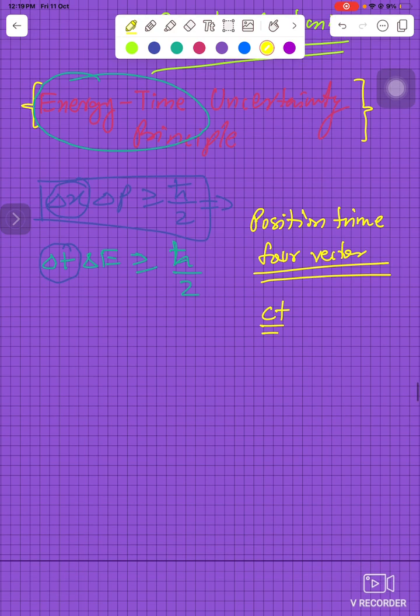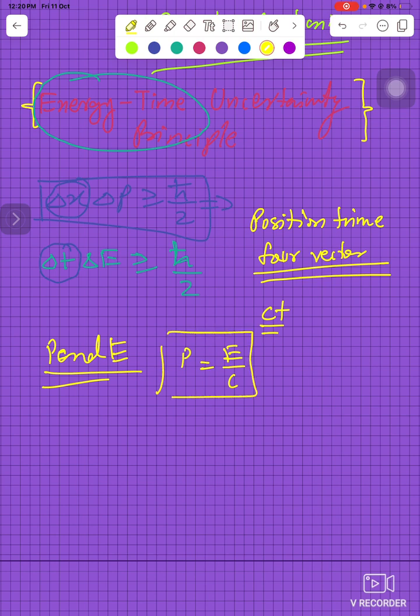And then when we talk about p and E, which equal, if I write the equation, p is equal to E over c, and this is the energy-momentum four-vector.